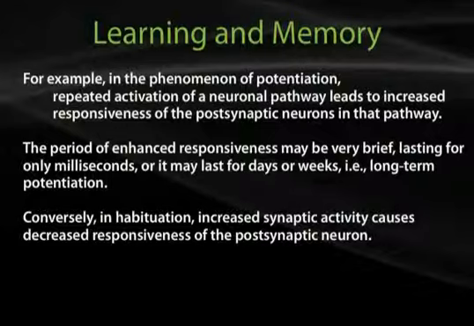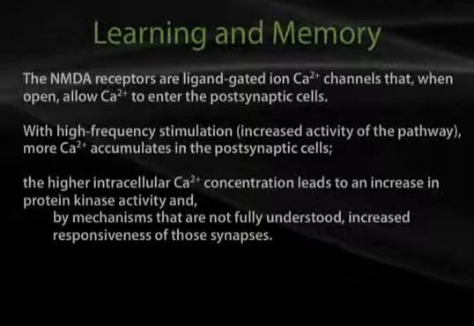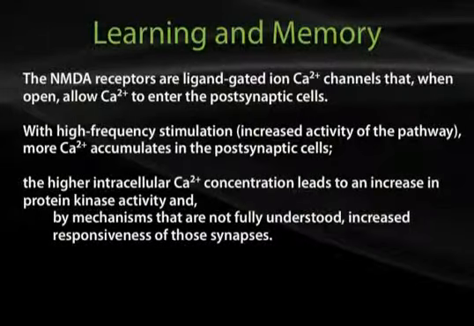The mechanism of long-term potentiation involves synaptic pathways that use the excitatory neurotransmitter glutamate and its NMDA receptor. When the presynaptic neurons are activated, they release glutamate, which diffuses across the synapse and activates NMDA receptors on the postsynaptic membranes. The NMDA receptors are ligand-gated calcium channels that, when open, allow calcium to enter the postsynaptic cells.